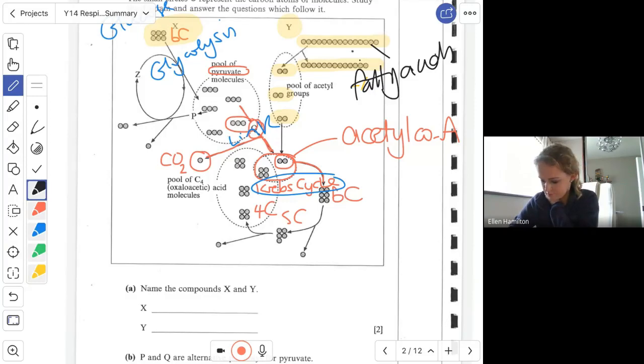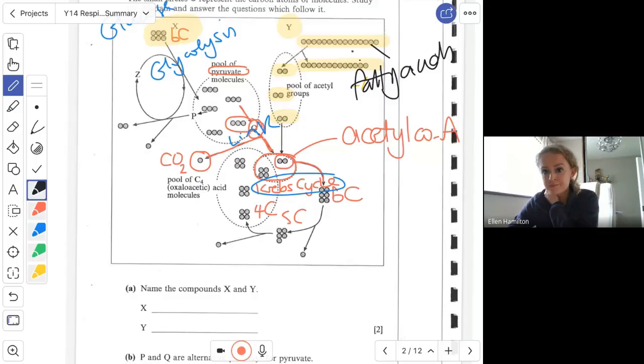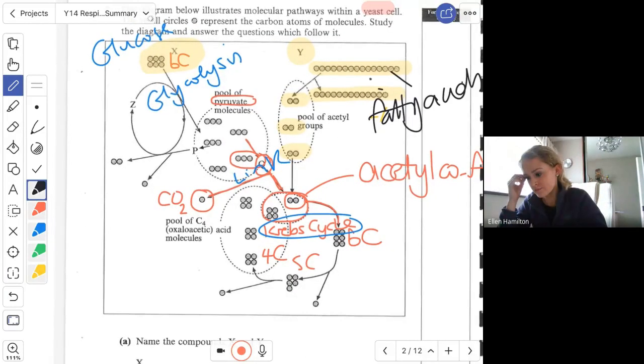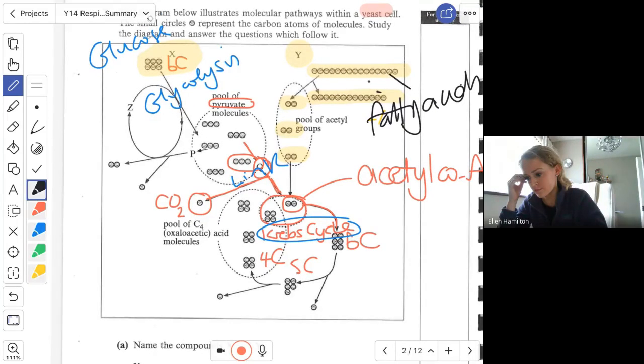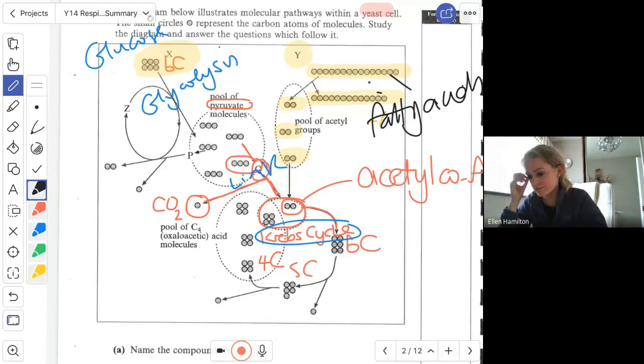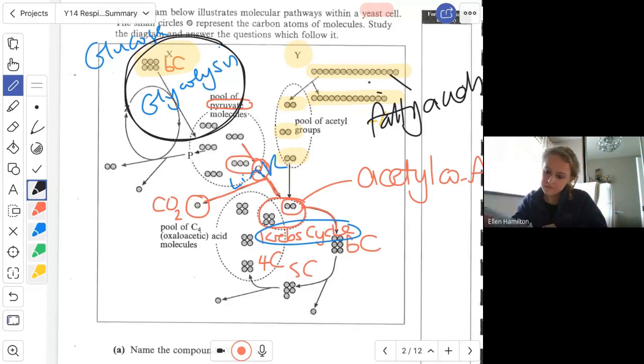Now, so this is a really difficult question. It came up quite a few years ago, but we like it because it makes you think sort of outside the box. It's a totally different kind of diagram to the one that you have in your notes, but it just has the same information. So we're saying this is glycolysis over here. This is the link reaction down here, and then we've got the Krebs cycle.